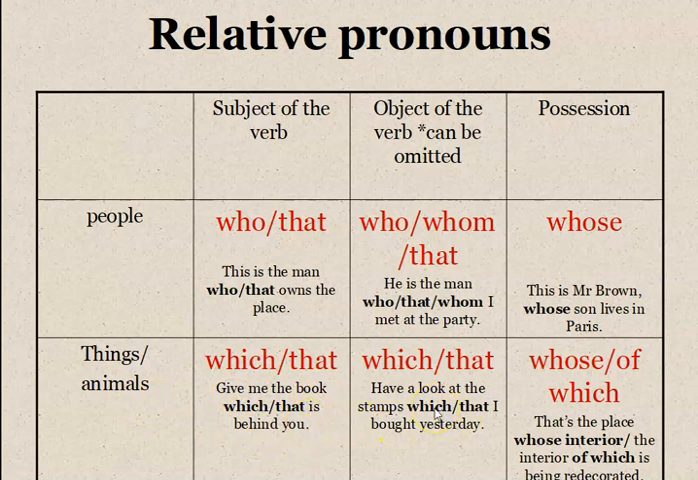Let's see what we do with the object of the verb. We also use which or that. Okay, this is easy, it's the same. Have a look at the stamps which I bought yesterday. Or, have a look at the stamps that I bought yesterday. Okay. Can we omit the pronoun? Let's check it out. Have a look at the stamps I bought yesterday. Sounds good, right? Yes, quite all right. So we can cross this one out and do without a pronoun.